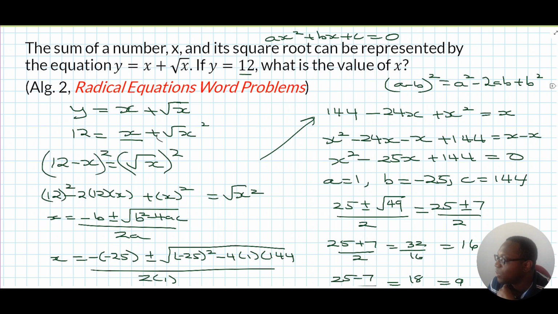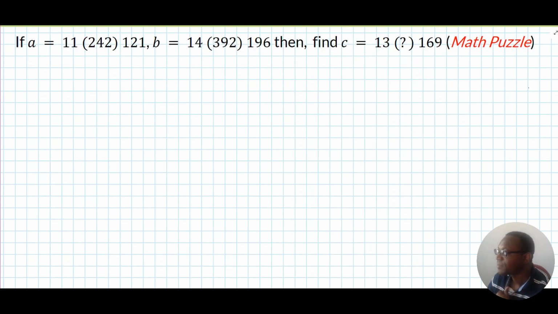Okay, so the next one here, we have a puzzle. Here we have a equal to 11 (242, 121). And b is equal to 14 (392, 196). Then what is the missing number if c is equal to 13 (?, 169)? What is the missing number?